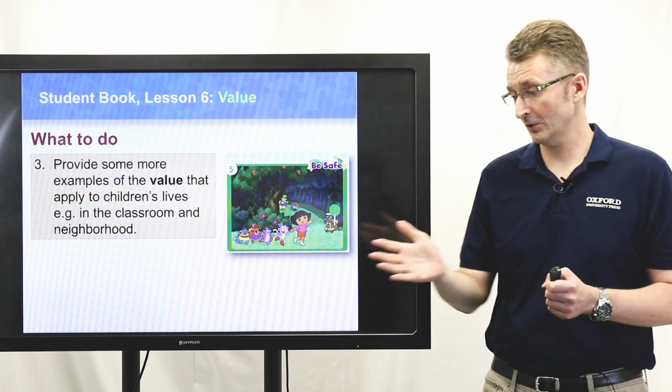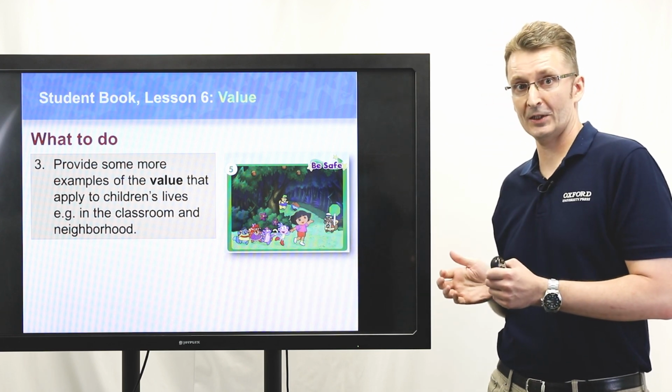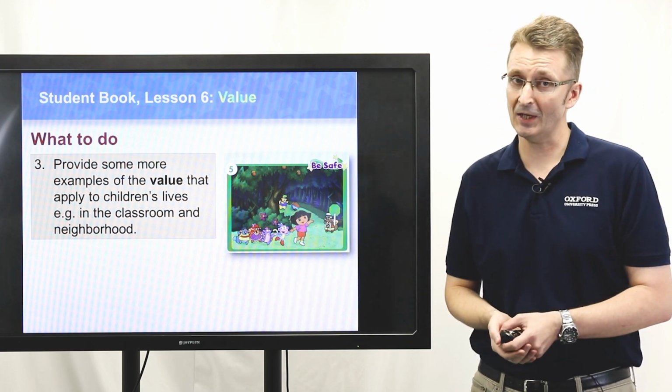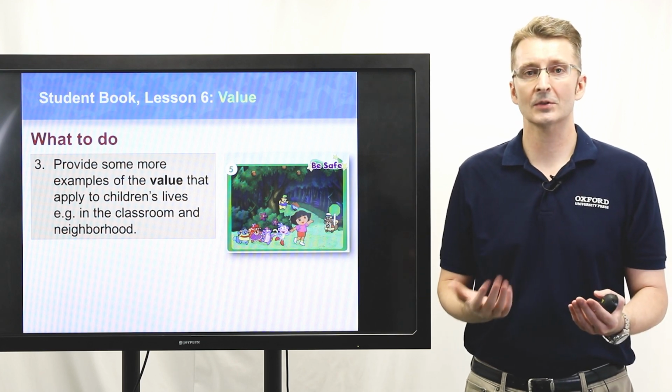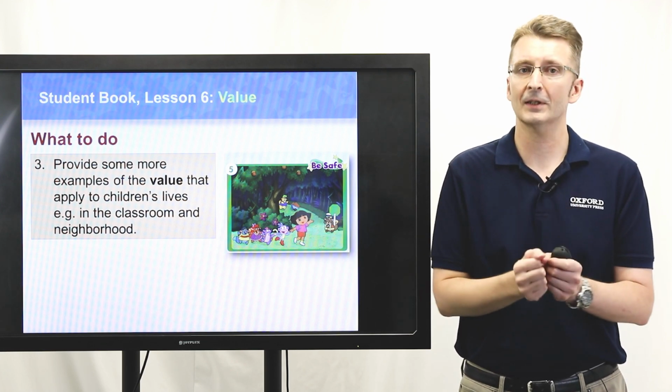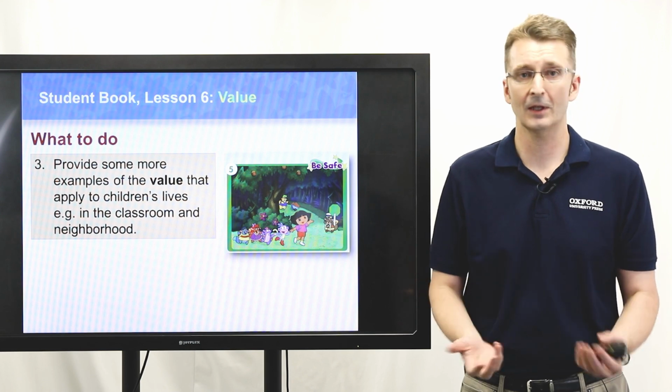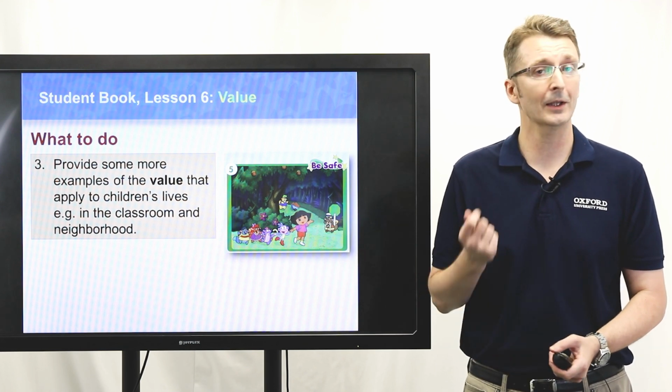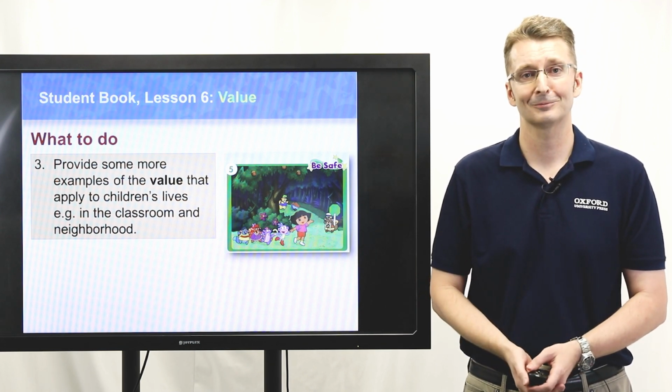And talking of doors, do they keep their fingers out of a door when it's being closed? That's being safe. So it's good to help your students think of very, very specific examples of being safe in the classroom and other places they know, like home and their neighborhoods.